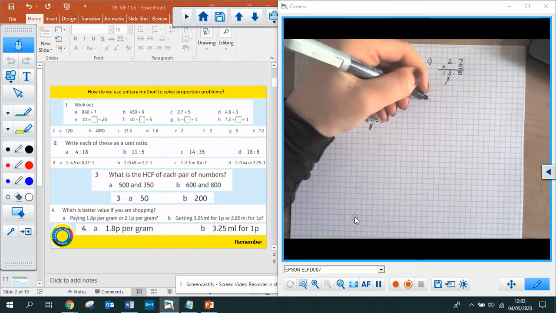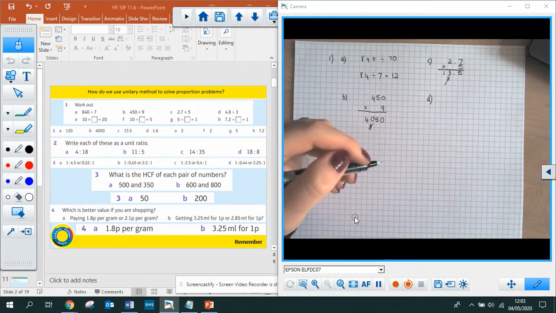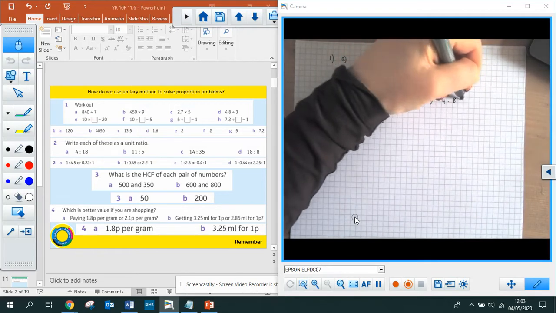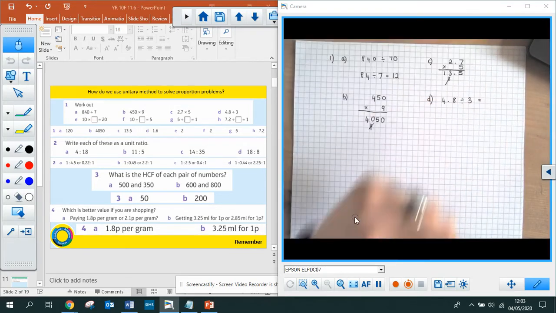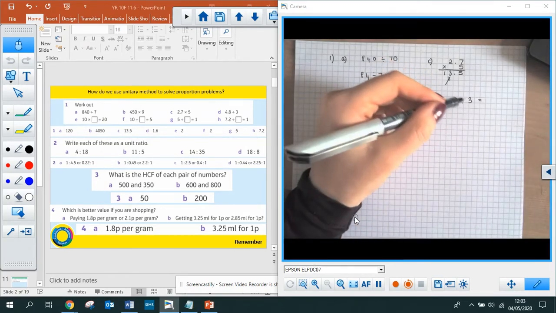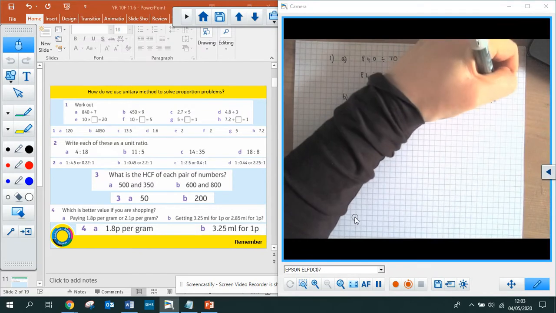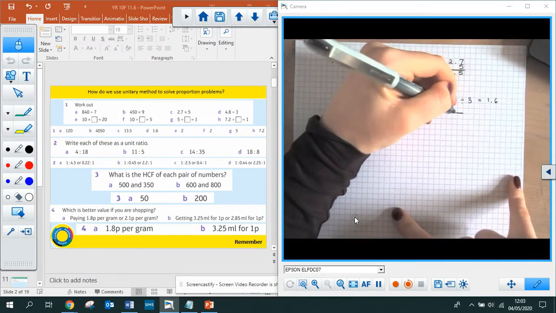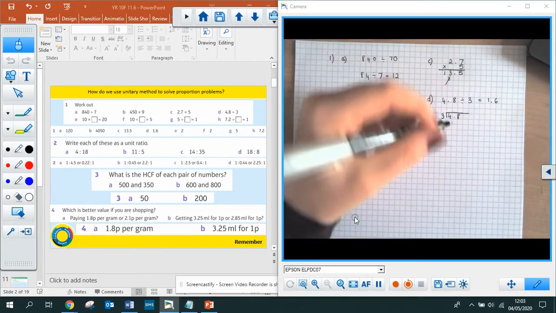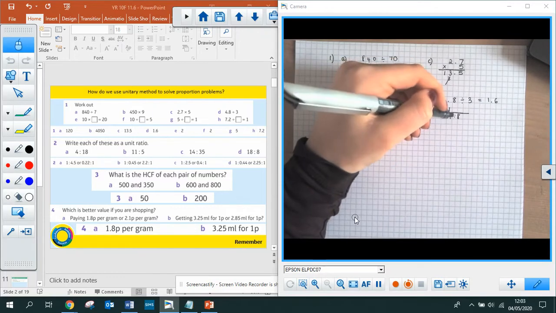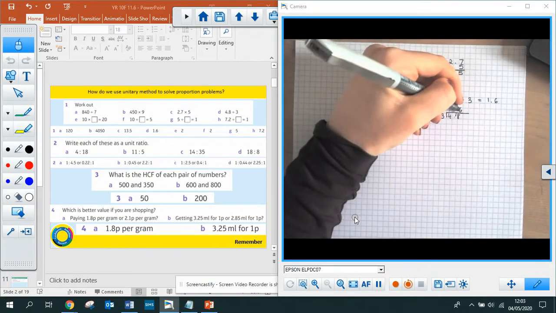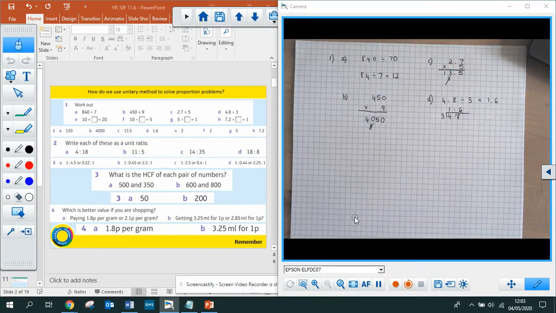Part D, you've got 4.8 divided by 3, okay? You may have known that 48 divided by 3 is 16, therefore 4.8 divided by 3 is 1.6. If you didn't know that, you should have used your bus stop. You've got 4.8, you're dividing it by 3. 3 goes into 4 once, with 1 remaining, decimals line up. 3 goes into 18 6 times, and therefore your answer is 1.6.